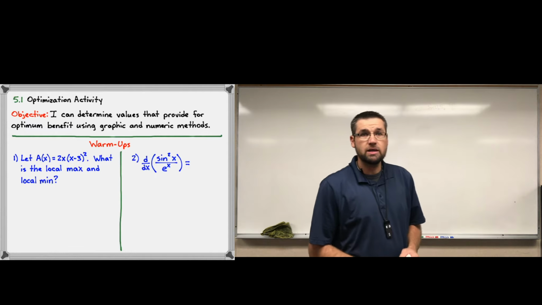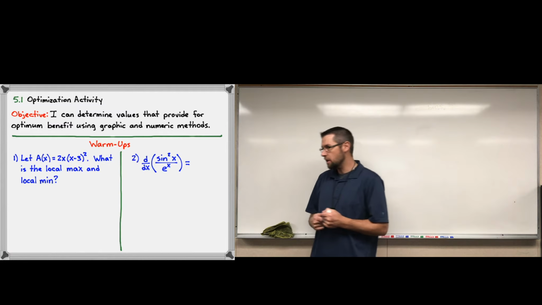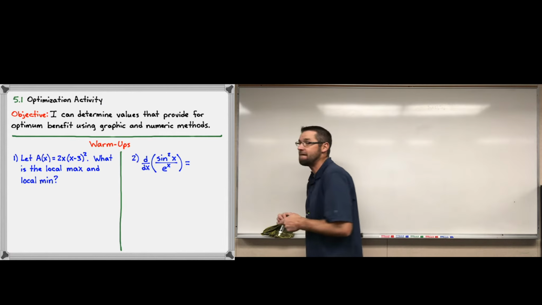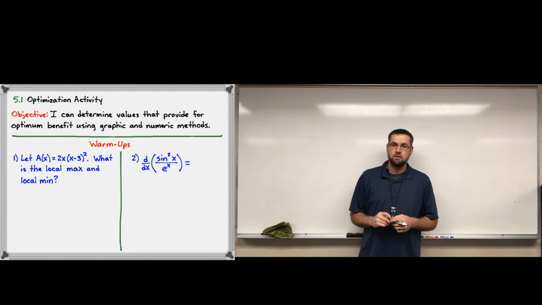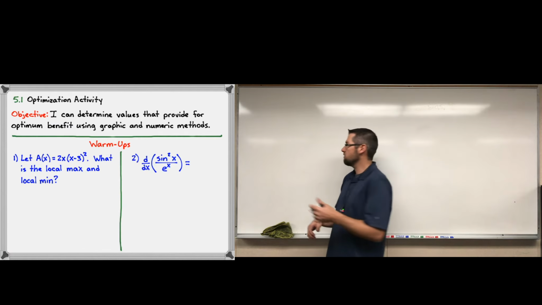Okay, number one, it says let a of x equal whatever it is. What is the local max? How do I find a local max or min? Okay, what are you looking for in the derivative? For a local max, you're looking for when the derivative changes from positive to negative. For a local min, you're looking for when the derivative changes from negative to positive.